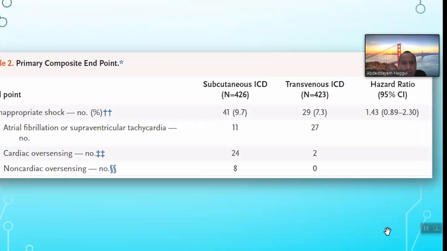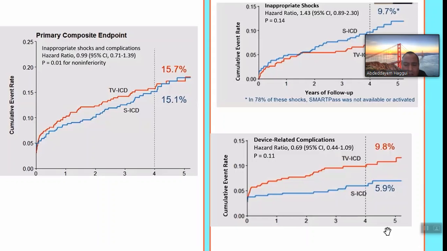When we look at the inappropriate shocks, we get the impression of a higher trend with S-ICD, but statistically it remains insignificant. I draw your attention that 78% of inappropriate shocks happened while the SMART Pass option was unavailable or disabled. However, the superiority of S-ICD is the reduction of complications related to the device, especially the lead: 9.8% in the transvenous ICD versus 5.9% in the S-ICD.